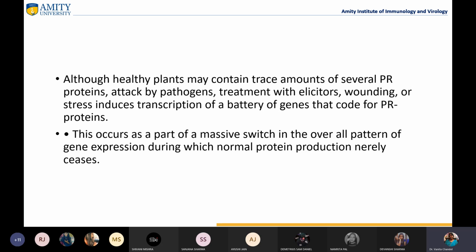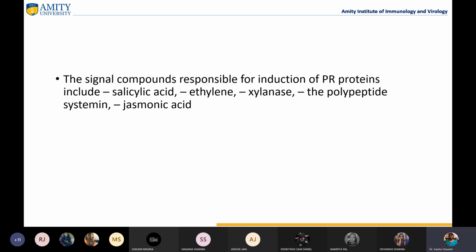So their concentration is increased when they are in a stress-like condition, when there is a pathogen attack, right? This occurs as a part of a massive switch in the overall pattern of gene expression, during which normal protein production nearly ceases. Now, the signal compounds which are responsible for induction of PR proteins are salicylic acid, ethylene, xylanase, polypeptide systemin and jasmonic acid.